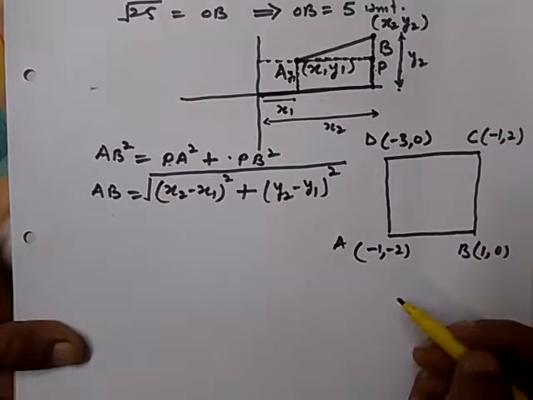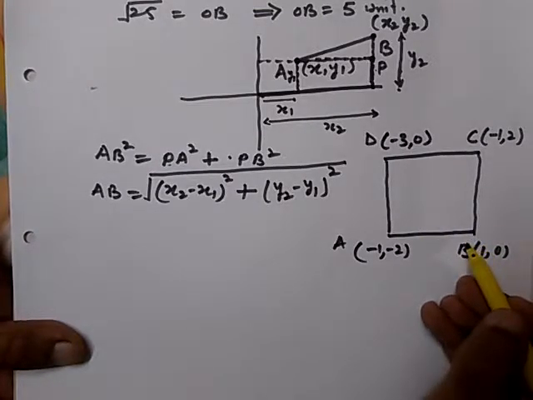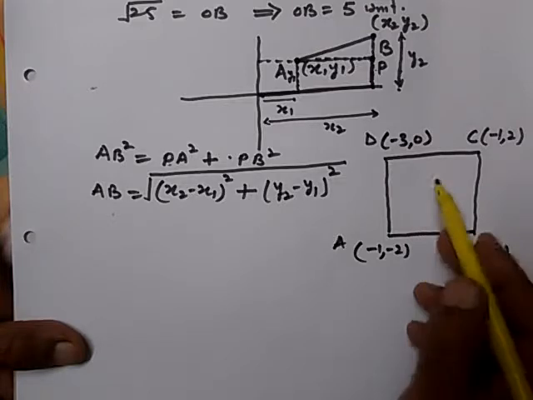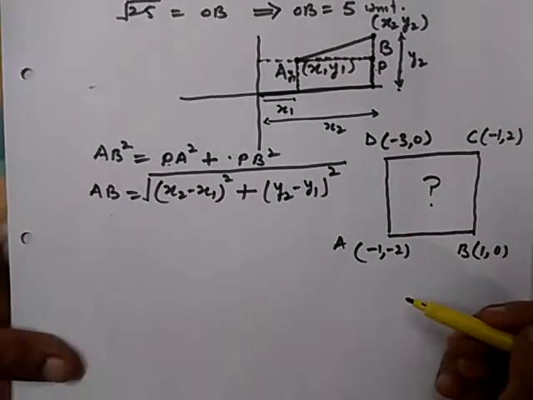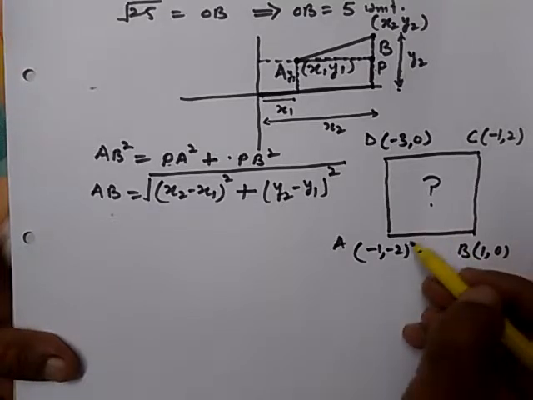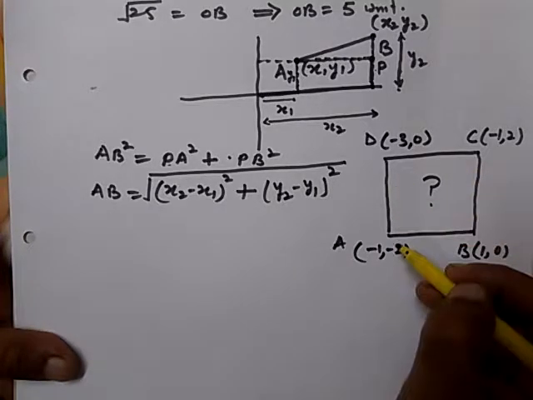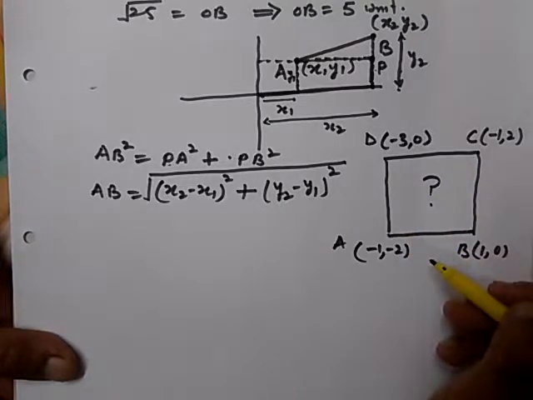-3, 0. What kind of quadrilateral is this? If you want to find out what kind of quadrilateral this is, what do you need to do? You have to determine all the sides. You have to find the length of all the sides of this quadrilateral, and only then can you decide what kind of quadrilateral this is, whether it is a square, a parallelogram, a rectangle, or a rhombus, etc.